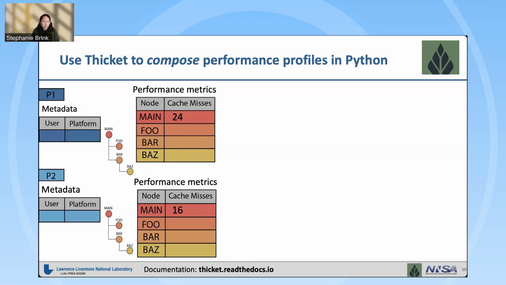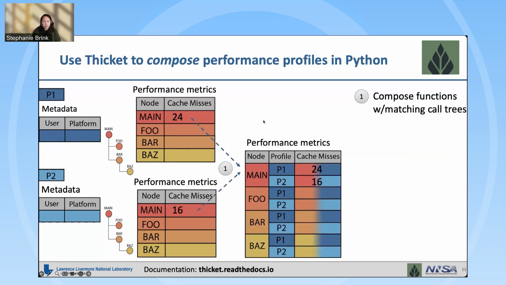So in this example, we're going to walk through how Thicket can compose multiple performance profiles in Python. So in this example, we have two profiles, P1 and P2. And for each of the profiles, we have a set of metadata, a tree, and a set of performance metrics. And so what Thicket is going to do first is compose our set of performance metrics into a single table. And the index, of course, will be that we have all the data for profile 1 and all the data for profile 2 for each of the nodes that we have in our call tree.